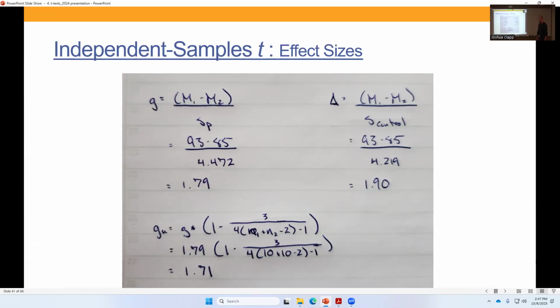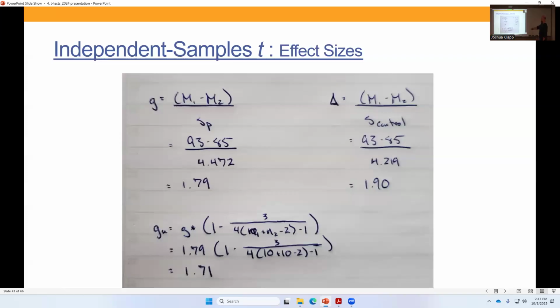That's absolutely massive. But what I might also say is I know I only have 10 people per sample. There's no way that's representative or generalizable, and that small of a sample is going to inflate my estimate of my effect size. So I'm going to calculate an unbiased G. I take my effect size and multiply it by my correction factor: 1 minus 3 over 4 times 10 plus 10 minus 2, minus 1. I do that and my Hedges unbiased G is 1.7.